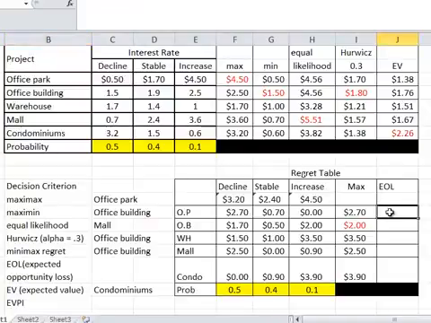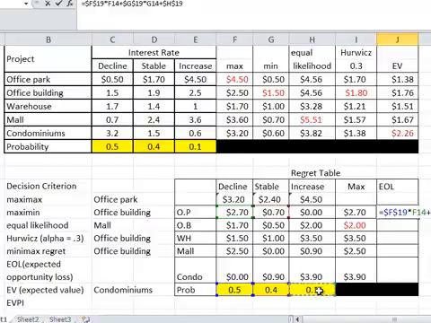Now let's look at ELL associated with Office Park. There's a 50% chance our regret will be $2.7 million. There's 40% chance our regret will be $0.7 million. And in the end, there's 10% chance our regret will be 0. The ELL, or the expected regret associated with Office Park, turns out to be $1.63 million.